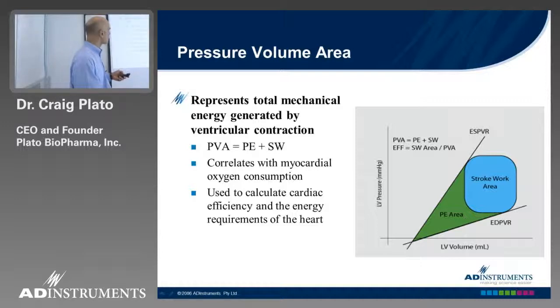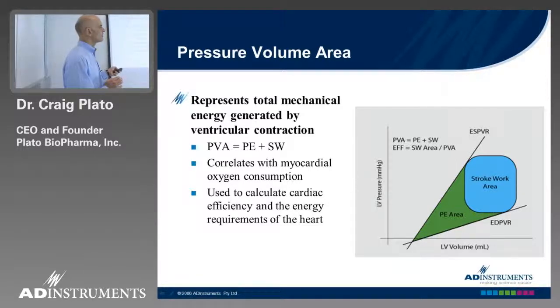Preload recruitable stroke work, again, is the relationship between stroke work and end-diastolic volume, and essentially this tells us something about the ability of the heart to do work. And here we have the relationship between end-diastolic volume and stroke work, which can be defined by the area of the pressure-volume relationship. As we change end-diastolic volume, we see a very nice linear relationship here under control conditions.